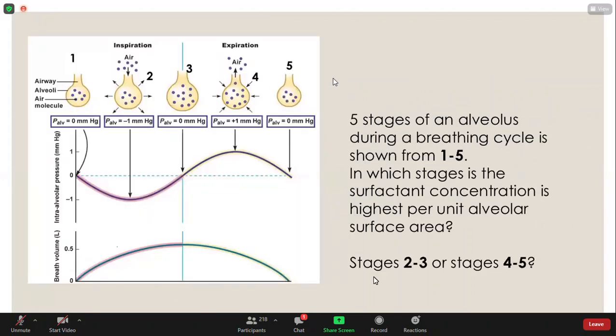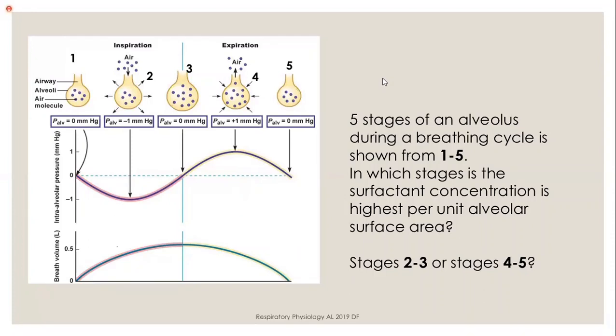Okay, here. So the question was: 5 stages of an alveolus during a breathing cycle are shown from 1 to 5. In which stages is the surfactant concentration highest per unit alveolar surface area, stages 2 to 3 or stages 4 to 5? So the correct answer there would be stages 4 to 5. I saw that a lot of you had answered correctly. Only a few had given the wrong answer.